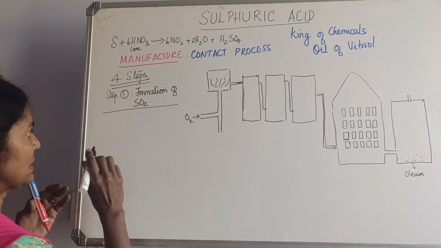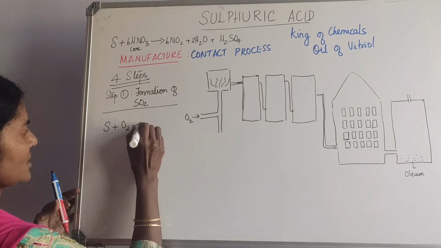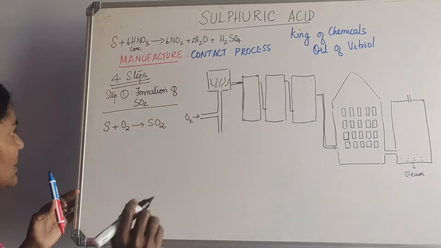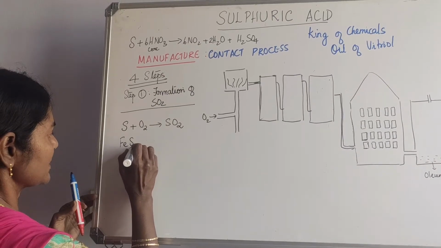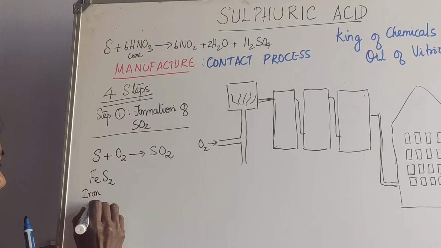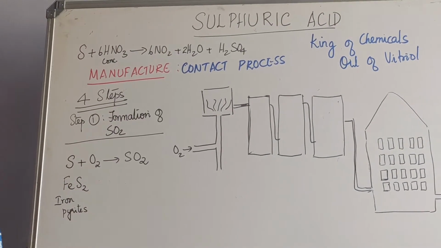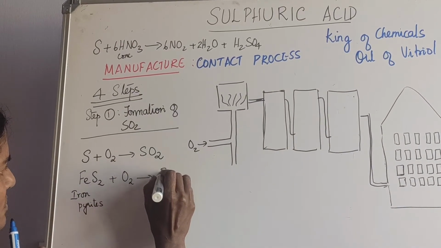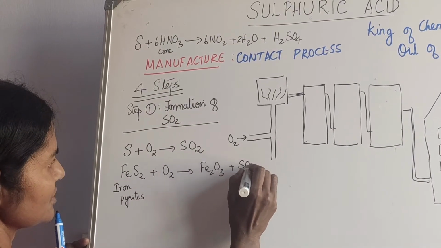We can either get it from sulfur. Just burning sulfur in oxygen can give you sulfur dioxide. That is one way. The second method is, we also have iron pyrites. This is an ore of iron which is commonly found in abundance. So we can use this iron pyrites. It can be burnt in oxygen. That gives you iron(III) oxide plus sulfur dioxide.